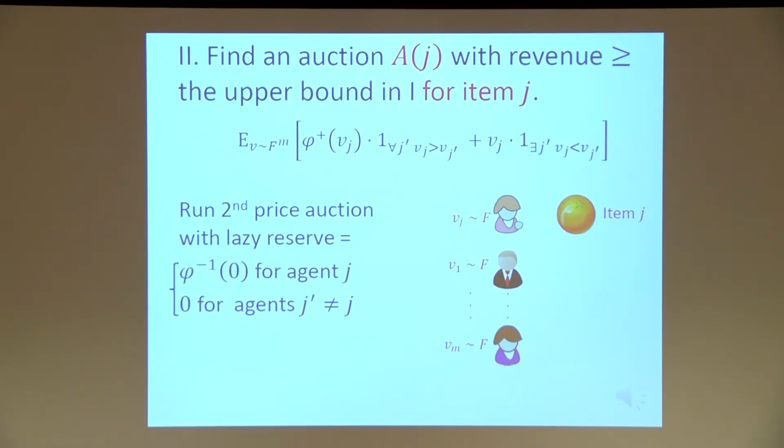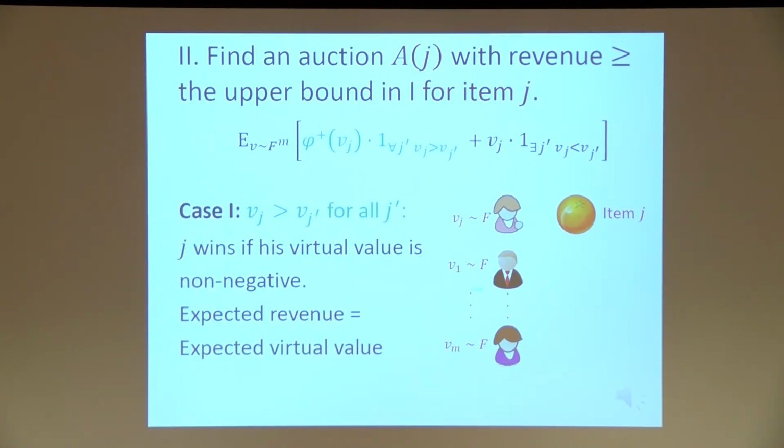So what lazy reserve will we use? For item J, we use a lazy reserve to ensure its virtual value is non-negative. And for all other bidders, we won't have any reserve. And there are two possible outcomes for this mechanism. Either agent J in this mechanism has the highest value, and then he gets the item only if his virtual value is non-negative. We count his revenue as his expected virtual welfare. These are equal. So in this case, we get this term. So if agent J has the highest value, then we get the positive portion of the virtual value.